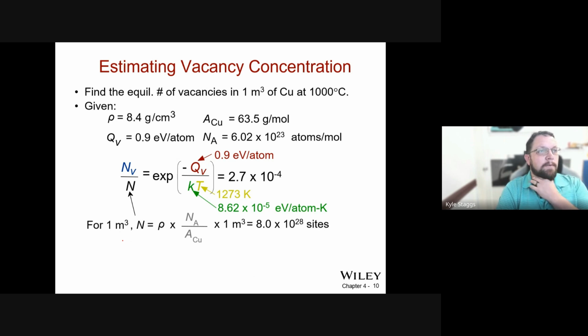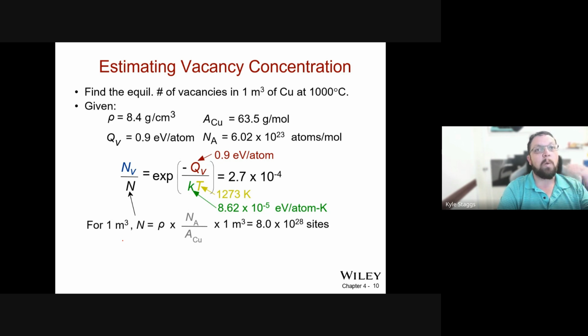Last note on this, for that 1 cubic meter, you multiply the density times that ratio. The number, Avogadro's number divided by the atomic mass, times density times that volume, gives us 8 times 10 to the 28th sites. That's what I mean by there's actually quite a few vacancies at 1000 C. This is part of the reason why copper is as malleable as it is at high temperature. It bends very readily because of that high number of vacancies, as a for instance.